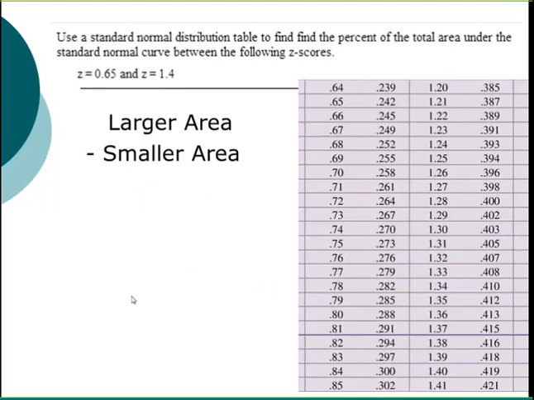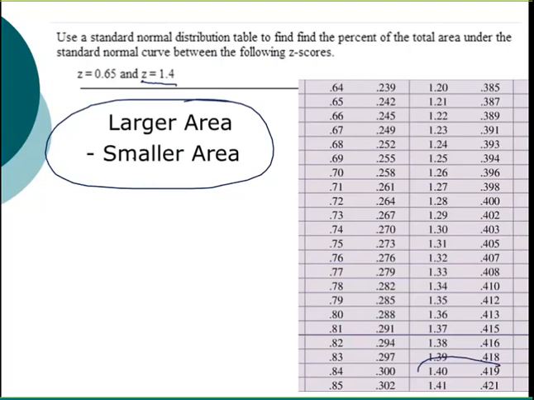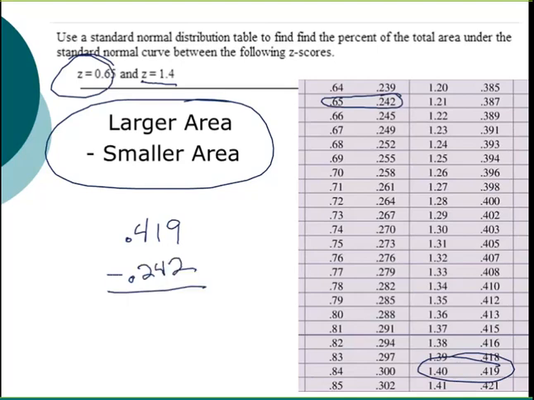Okay. So here we have two different z-scores, and they're saying, what is the area between the z-scores? So all we have to do is take the larger area and subtract the smaller area every time. My z-score at 1.4 is over here, and so we get 0.419. My z-score of 0.65 is 0.242. So all I have to do is take your larger and subtract the smaller, 0.242. That will give you the area between them.